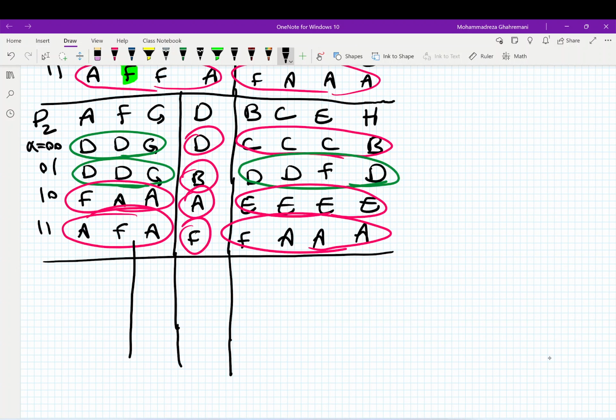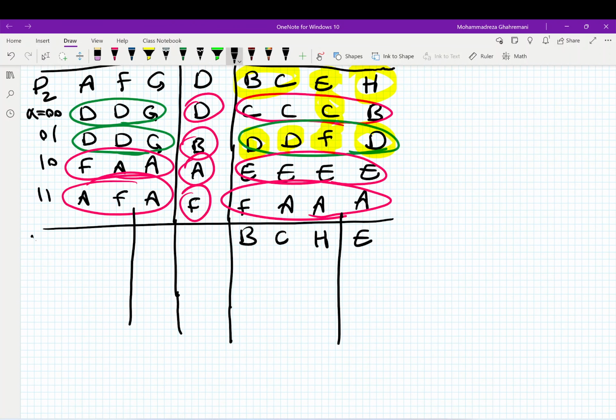And here DDFD, so let's just put B, C, H together, and we will separate E because E has a different output, but B, C, H, all of them have D. So we keep B, C, and H together and put E in a separate block. So it's like this. So let's just write P3. So we have A, F, G, D. For X equal to 0, 0, 0, 1, 1, 0, 1, 1.